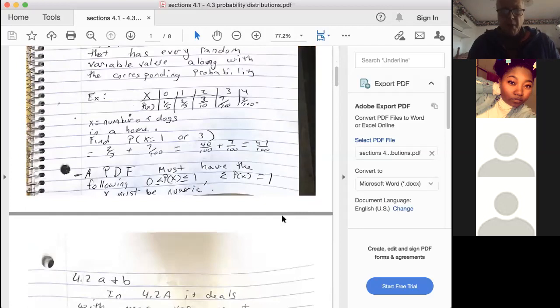Now, to be a probability distribution function, X has to be numeric. That got cut off here at the bottom. Each probability has to be between 0 and 1. And if I add up all of the probabilities, it has to add up to 1. Now, some things people get confused about here. First off, the X's can take on any value. The probabilities have to be between 0 and 1, and they can include 0 or 1. The probabilities have to add up to 1. The X's don't have to add up to 1. Just the P of X part does. Okay? Any questions so far?